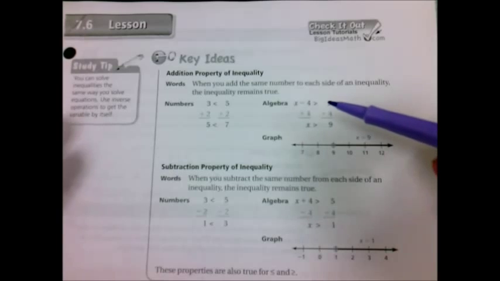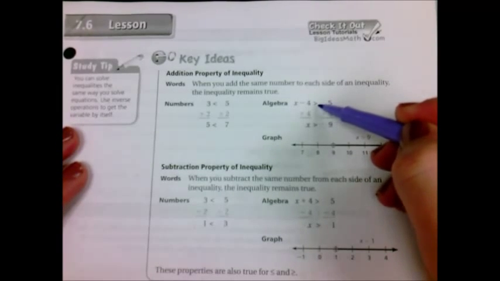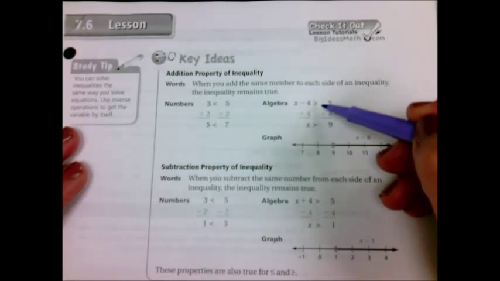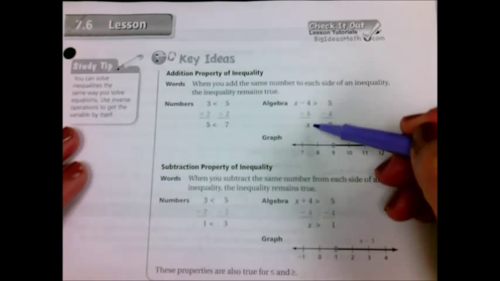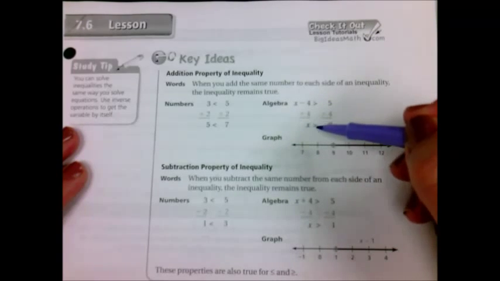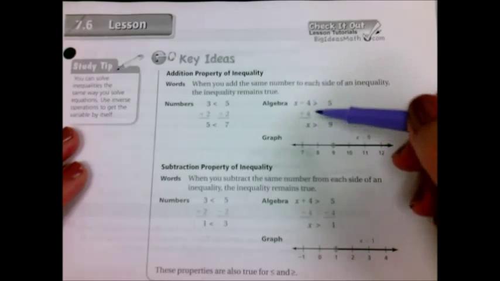The only difference between an equation and an inequality is this sign. An inequality will have a greater than, less than, greater than or equal to, or less than or equal to sign right here. So that means we're going to solve these the exact same way and act like there's an equal sign here, but not actually have one.